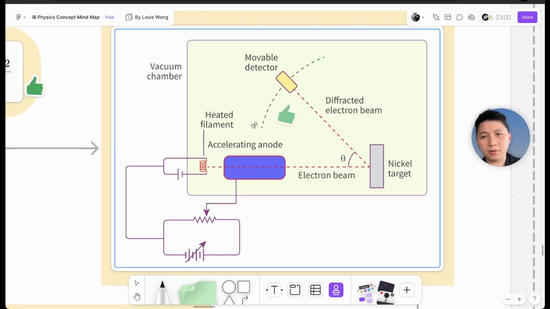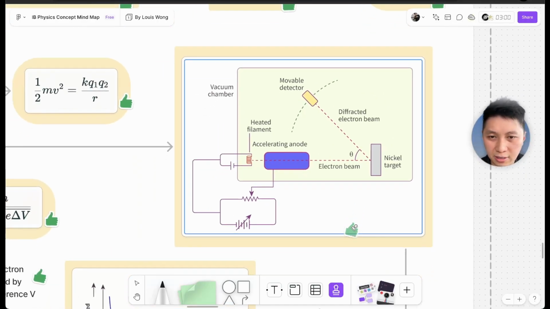the electron. The heated filament can produce electrons. It's a very special physics effect. So the electrons are produced, but they are just hanging around, and then they get accelerated through a certain voltage and directed towards this nickel target. Similar to the Go4 experiment, we have a movable detector to detect at what angle the electrons are reflected, or diffracted, etc.